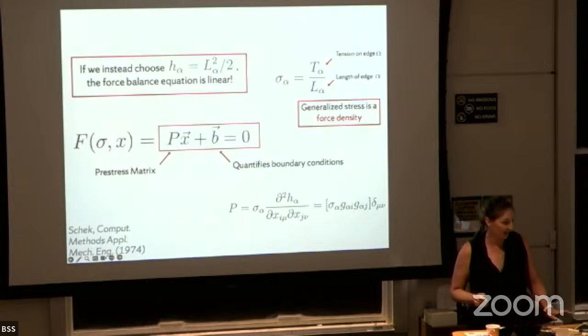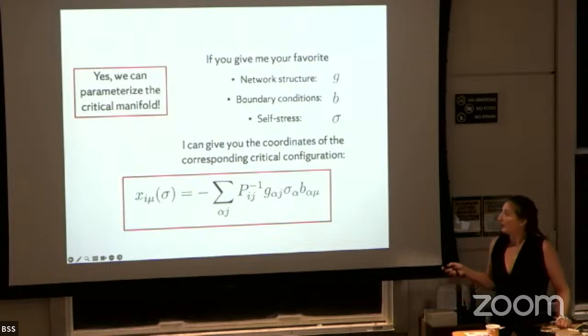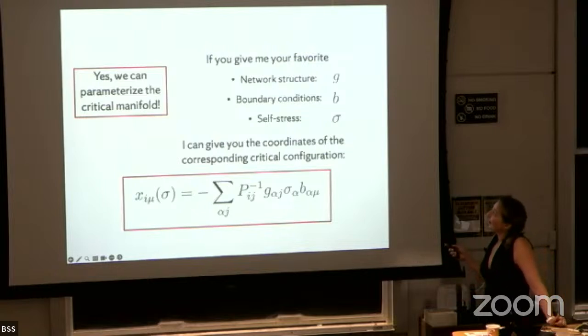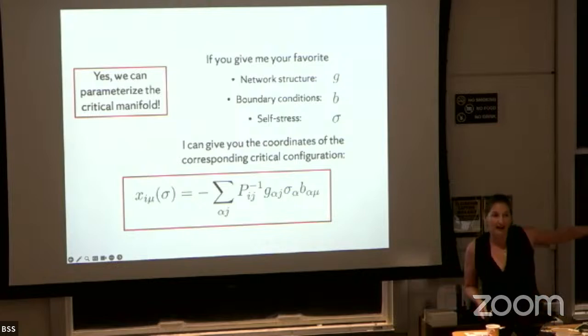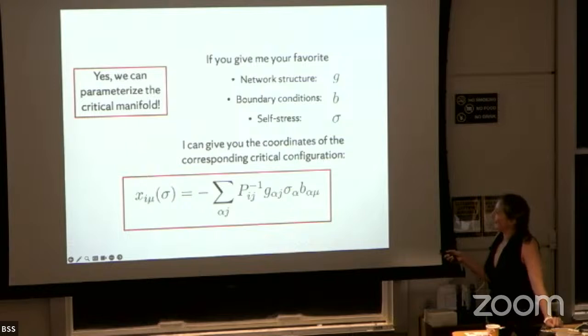So what this is saying then is that if you give me your favorite incidence matrix and boundary conditions and a state of self-stress, then, having done this for this particular choice of H alpha, I can basically give you the corresponding critical configuration.